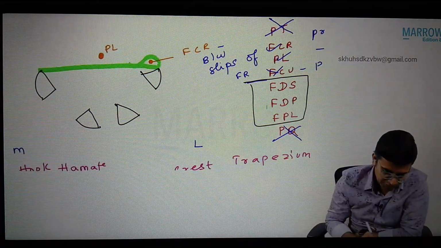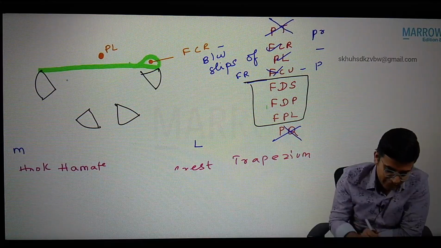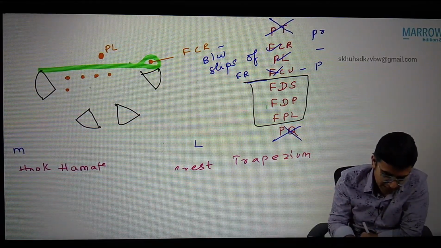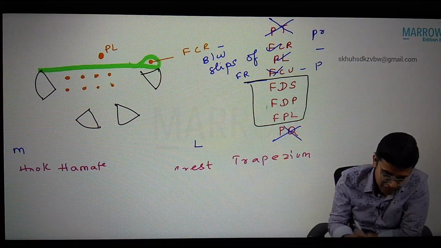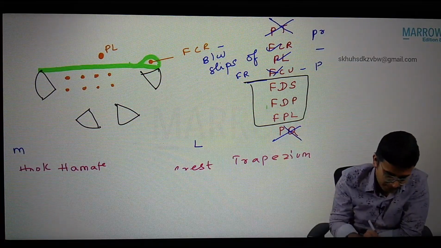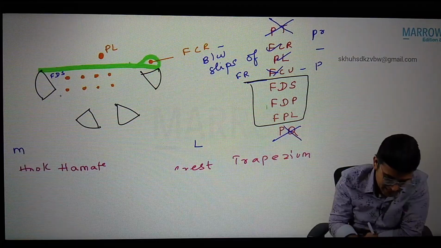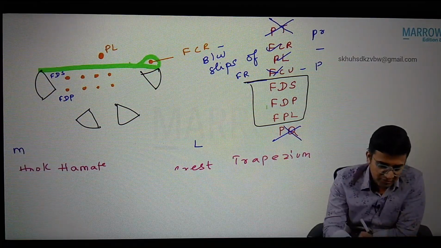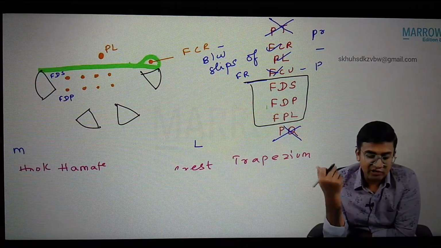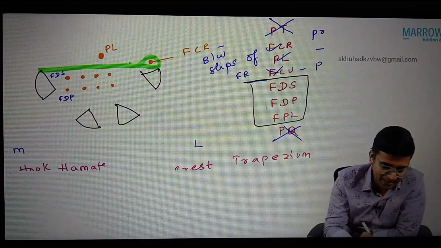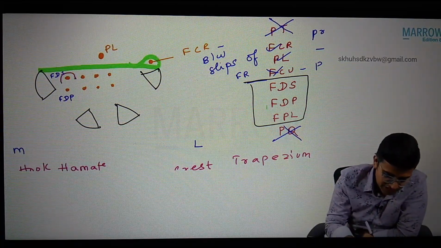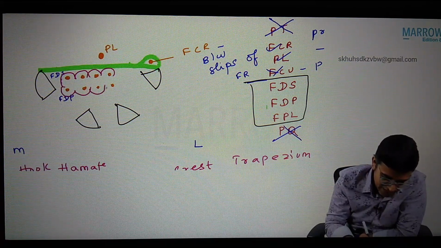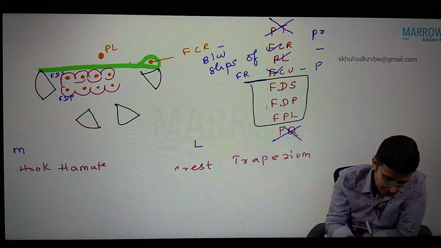Okay, so superficially you have FDS and the deep layer flexor digitorum profundus. So this is our FDS and this is FDP. Now FDS and FDP, they have a common synovial sheath. Okay, and that synovial sheath is called ulnar bursa. We have a synovial sheath for FDS and FDP. So this one.